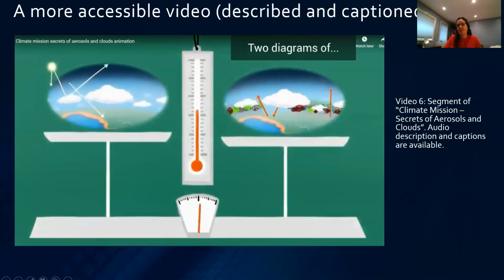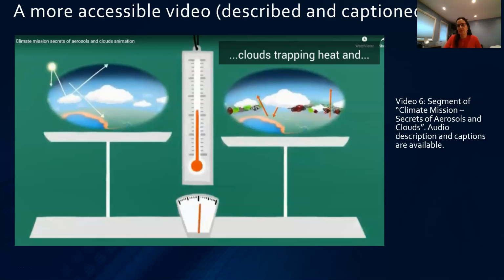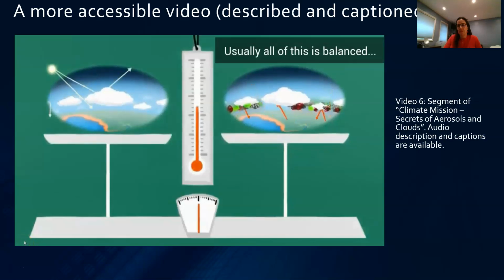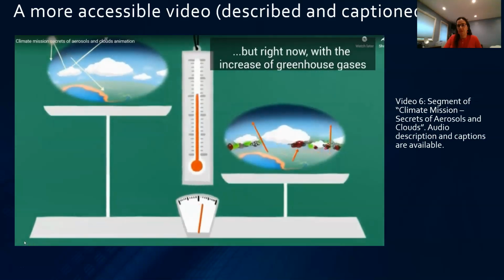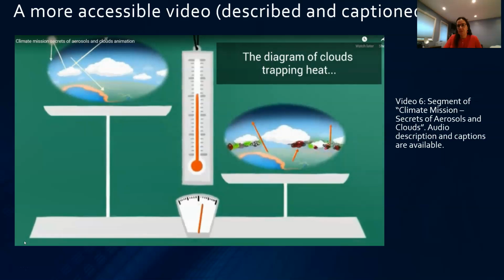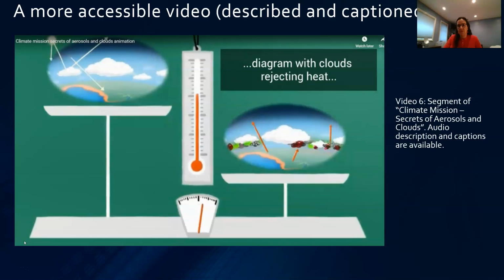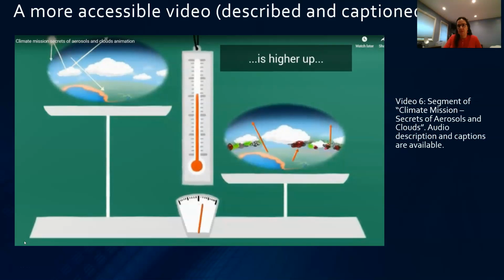Two diagrams of clouds trapping heat and clouds rejecting heat on opposite sides of a balanced scale. Usually all of this is balanced, but right now, with the increase of greenhouse gases, the diagram of clouds trapping in heat is lower on the scale, while the diagram of rejecting heat is higher up. A thermometer shows a high temperature.